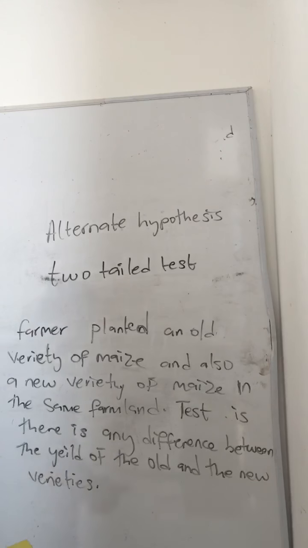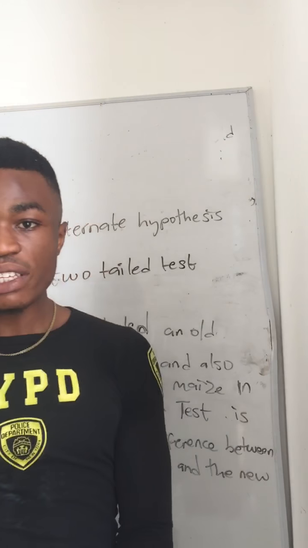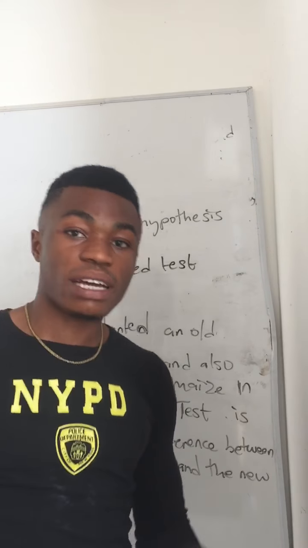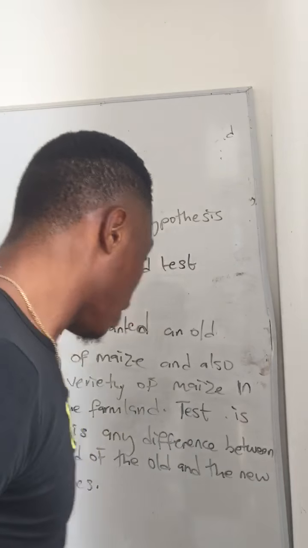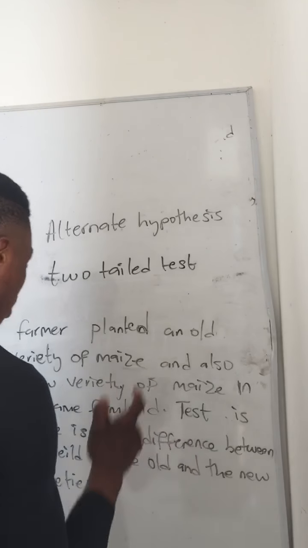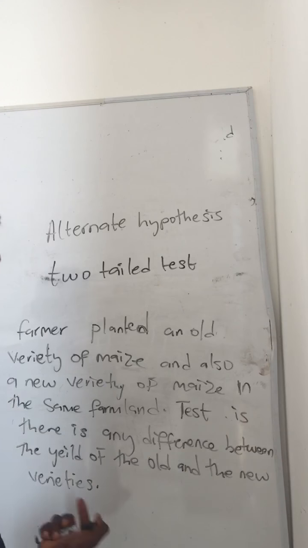So there is a claim that the old variety produces a different yield from the new variety, or there is a claim that the yield that the old and the new variety produce are different. That's the claim, and we are testing. We are to test if indeed there is any difference between the old and the new varieties of the maize.